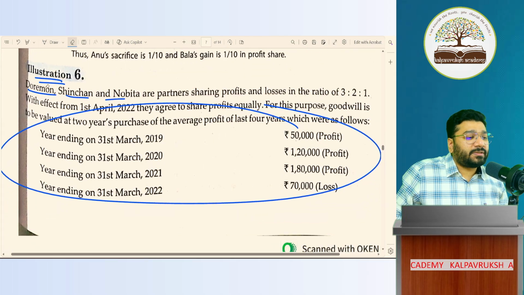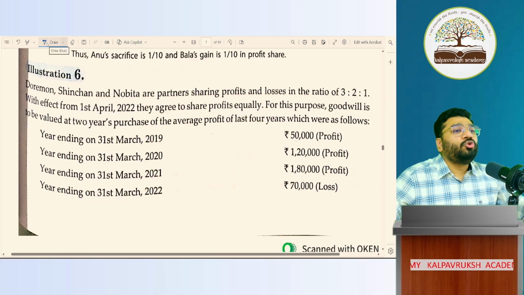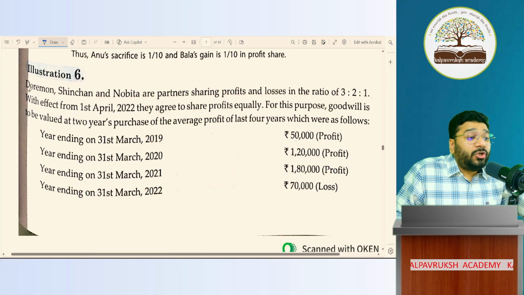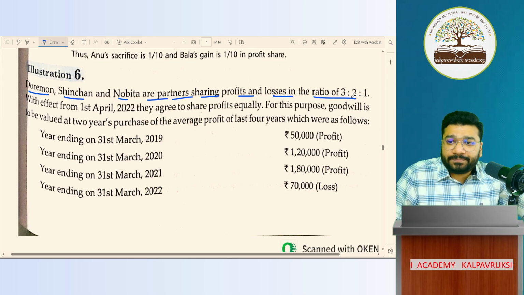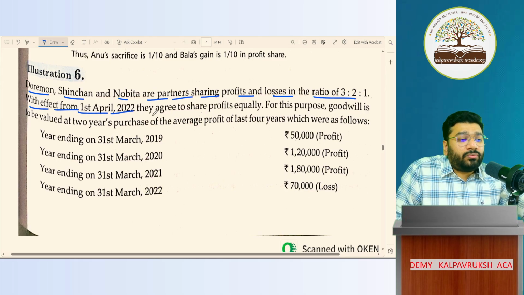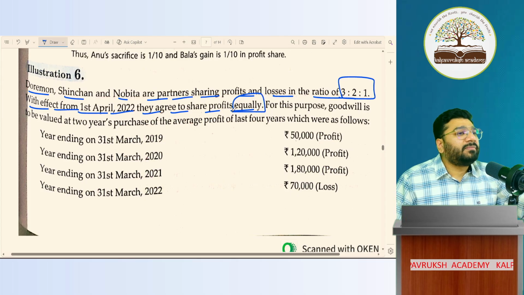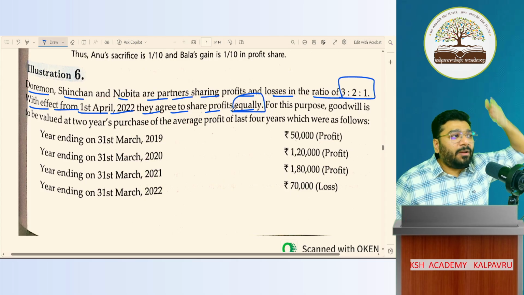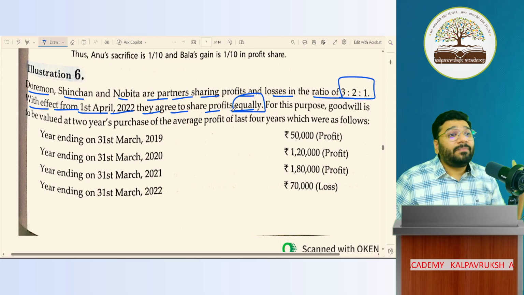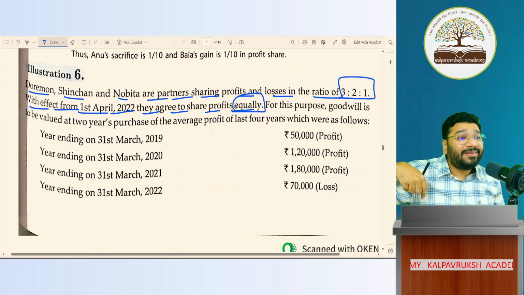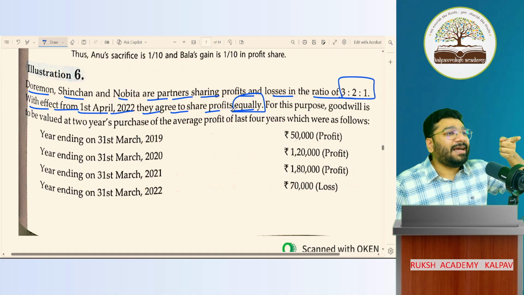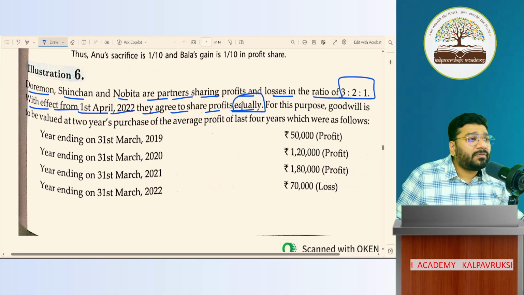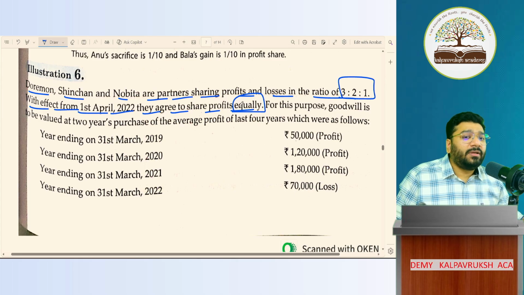Let's go to illustration 6. In this question, you will have to calculate goodwill now. Doraemon, Shinchan, Nobita, partners sharing profits and losses in the ratio 3:2:1. With effect from 1st April 22, they agree to share the profits equally. Sir, old ratio given, new ratio given. In the tabular column, first column, partners. Second column, OPSR. Third column, NPSR. Then, what are you going to find out? SR, GR. What is SR standing for? Sacrificing ratio. GR standing for gaining ratio.